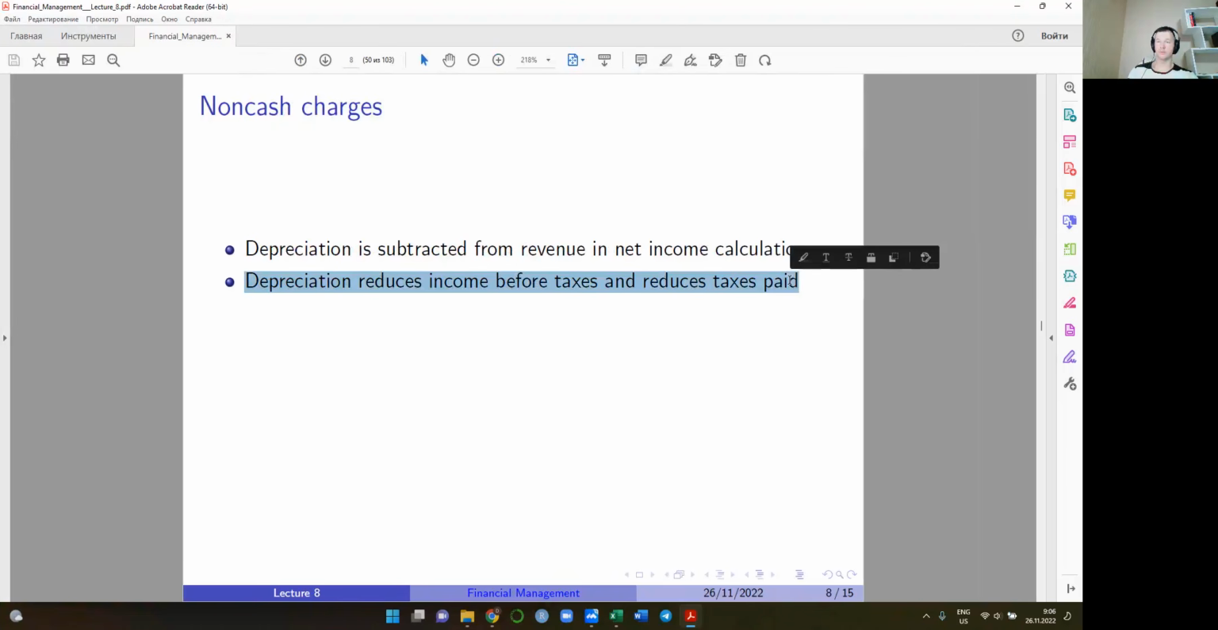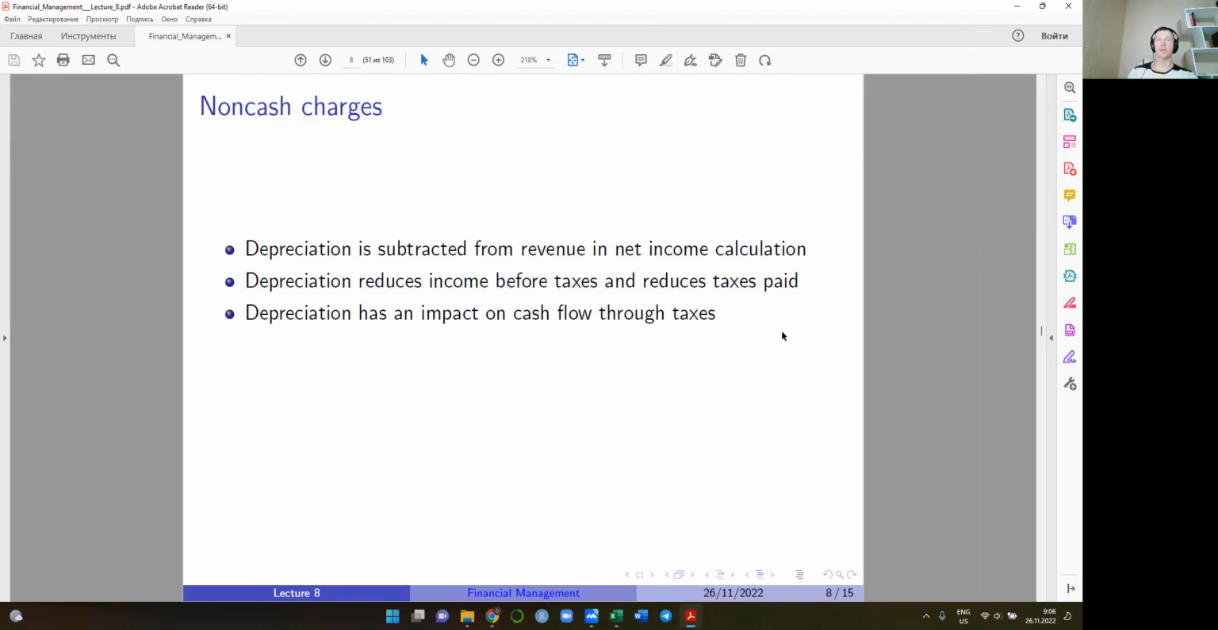And when the taxes paid are reduced, it means that the cash flow is impacted by this. So we need to subtract depreciation when calculating EBIT, because later we have a computation of taxes, and the size of tax depends on EBIT. So therefore we cannot simply drop depreciation from the process of EBIT calculation.